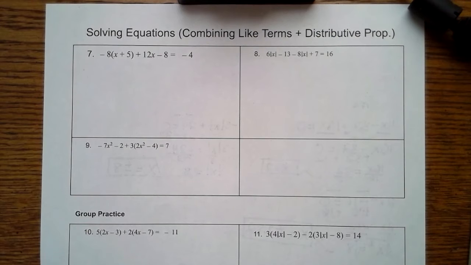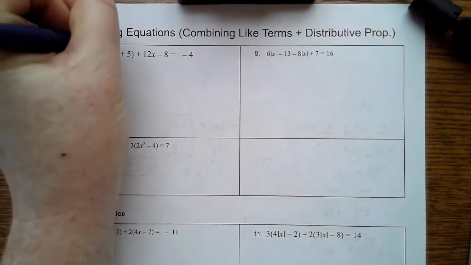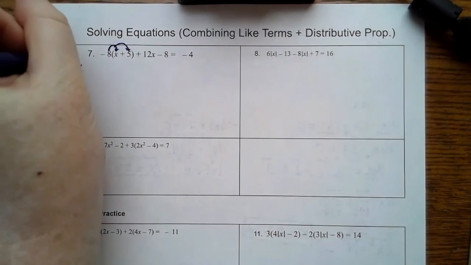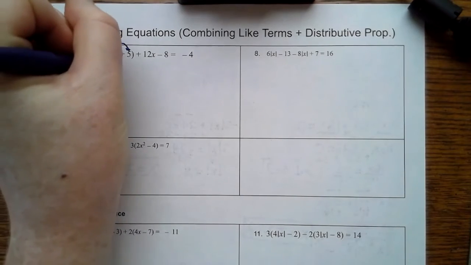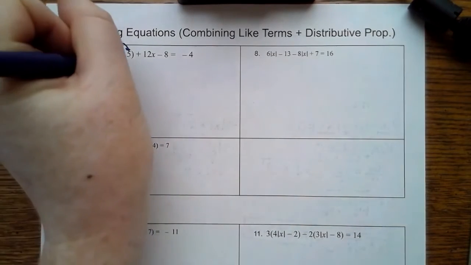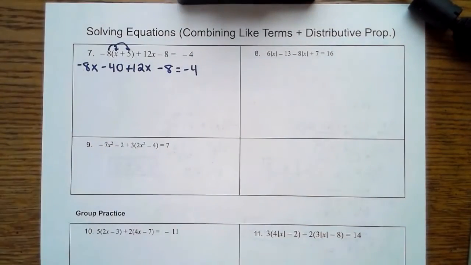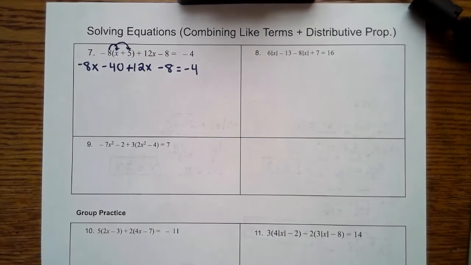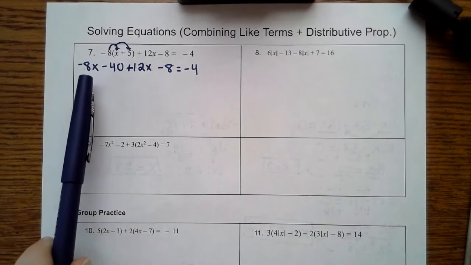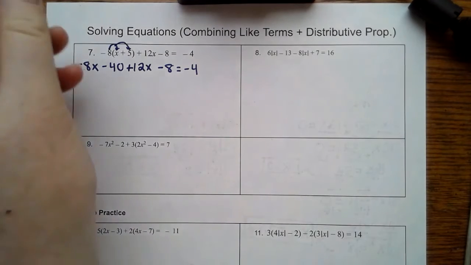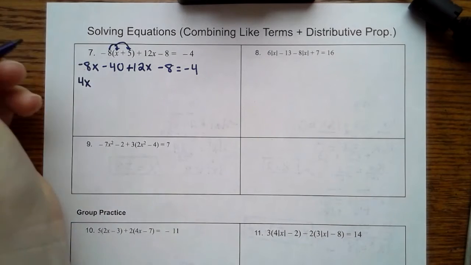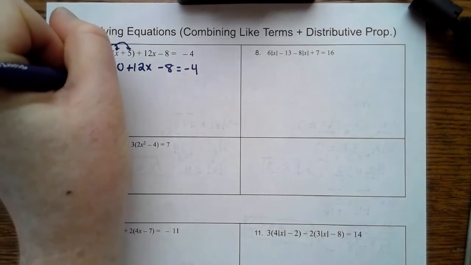You guys got this. Okay, I'm going to distribute that negative 8. So I get negative 8x minus 40, because negative 8 times positive 5, plus 12x minus 8 equals negative 4. These are all equal to numbers. The last 6 problems were equal to 0. Please notice that. Our work will not change. My next line is going to be combining like terms. Negative 8x plus 12x, well, I really have 4 sets then. Negative 40 minus 8 is negative 48.